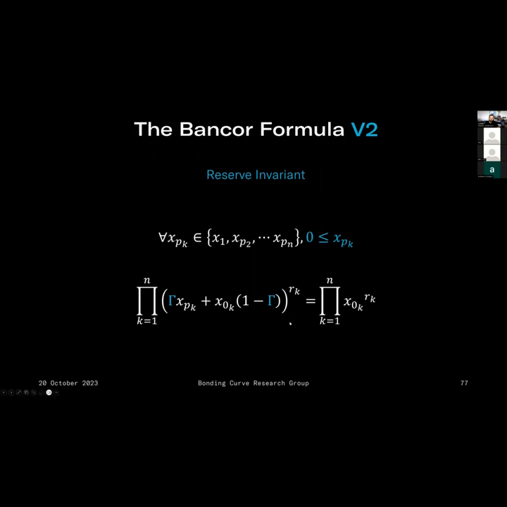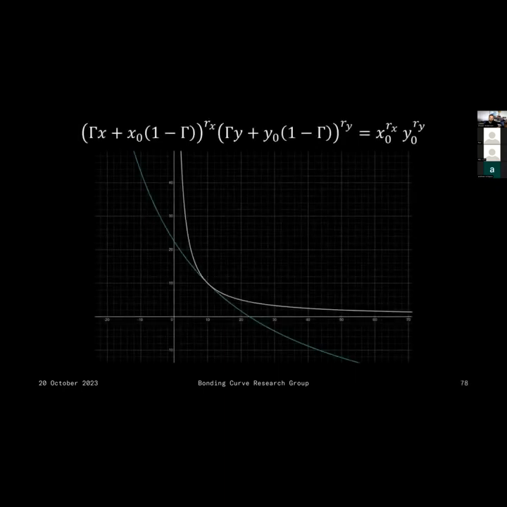Okay, so now that we actually have an expression that we can use, or an effective reserve invariant using real token balances, so there are no virtual token balances in this expression, let's now think about what each one of these parameters actually does.